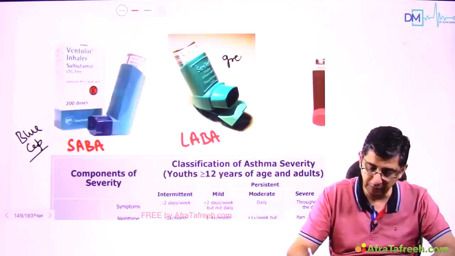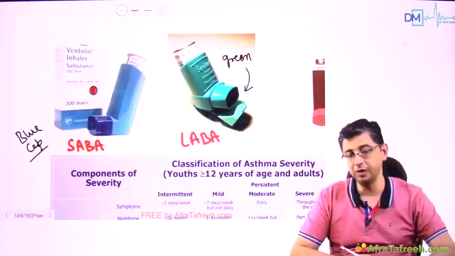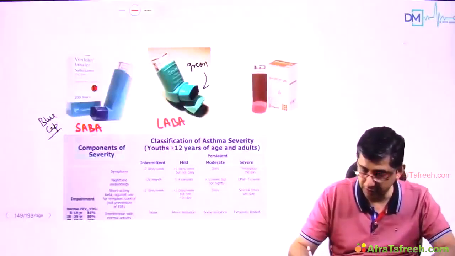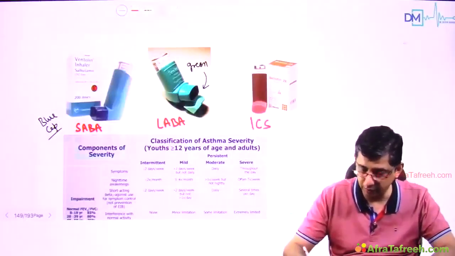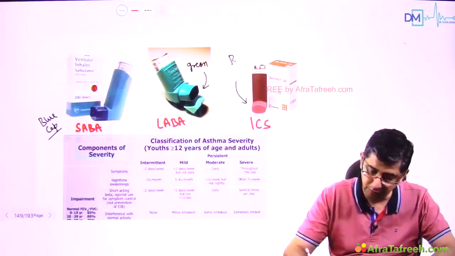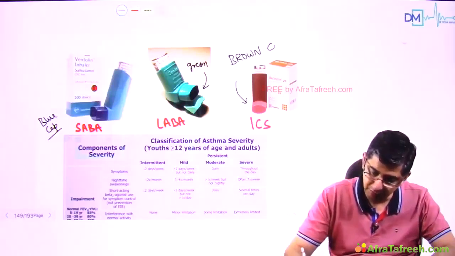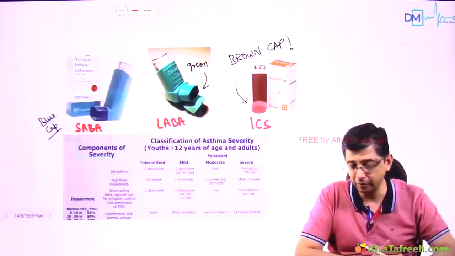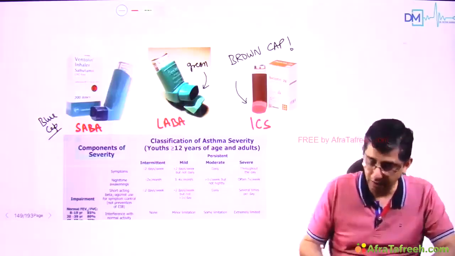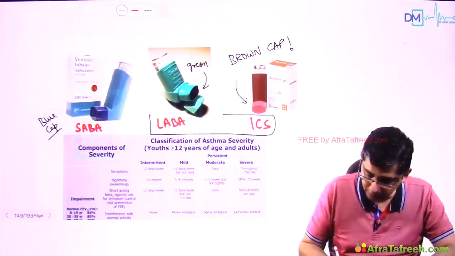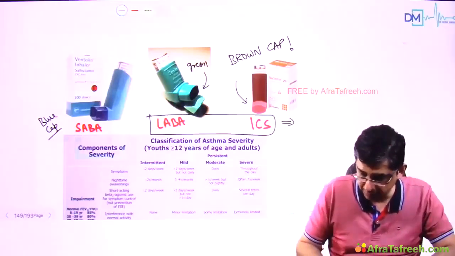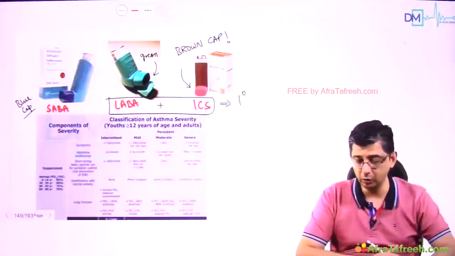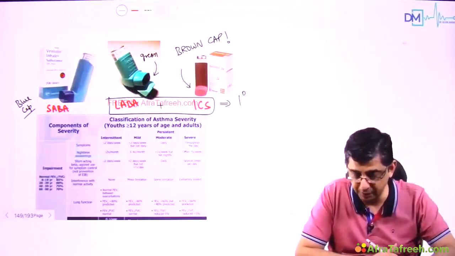This would be a green cap, because you have to tell the patient that LABA is for prevention, and even for steroids, that is inhaled corticosteroids, the color of the cap would be brown. You can see the brown color of the cap. So remember the information that I'm saying here: brown cap for inhaled corticosteroids, green cap for LABA, and blue cap for SABA. LABA and inhaled corticosteroids together are used for prevention of asthma. Whereas for an acute attack in a patient, obviously you will have to use a short-acting beta-2 agonist.